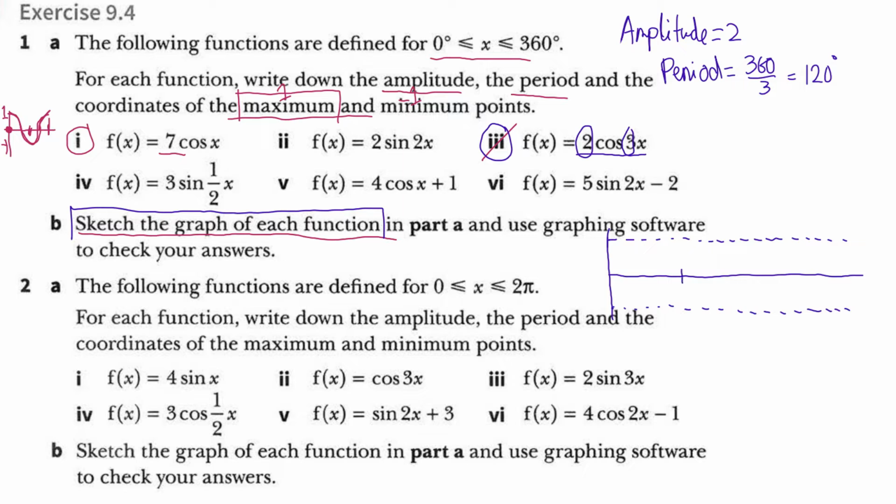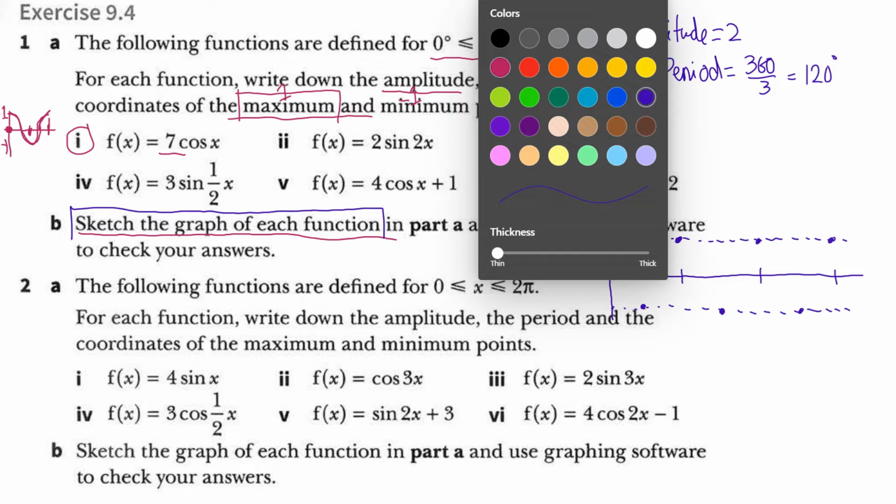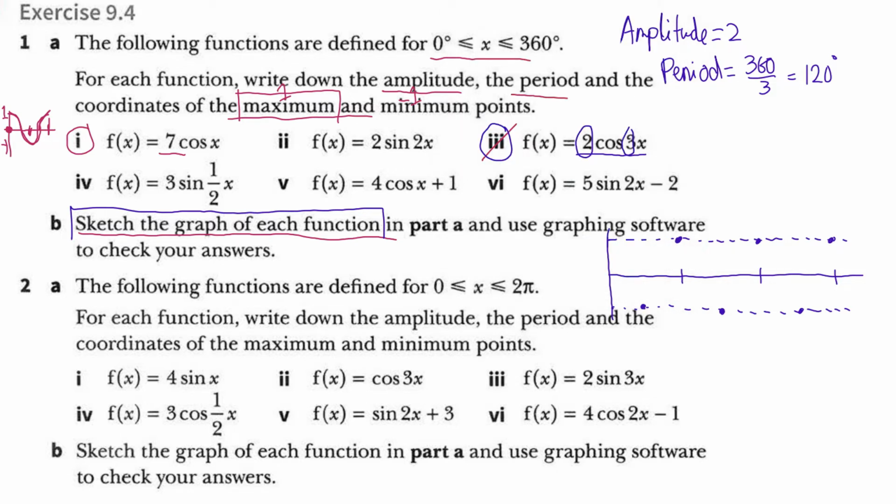Okay, and we need to draw 3 cycles. One cycle is here, the second cycle here, the third cycle here. Each cycle is completed in 120 degrees. Now we are going to draw it. Its minimum point hits at this point, maximum is here, minimum is here, maximum again at that point, minimum is here and maximum is there. Let me draw it with a different color. Let me use the red color here, and it looks like that.